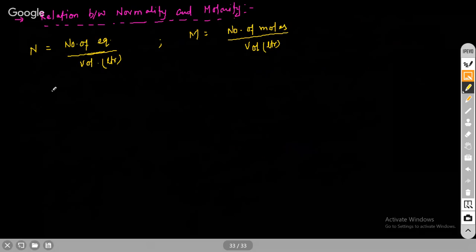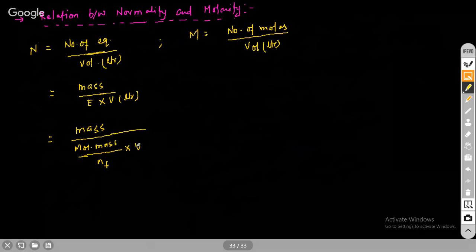Now here you see what we can write. Number of equivalents is what? Mass divided by equivalent mass, into volume in liter. And equivalent mass, what we can write? The mass will be as it is. Equivalent mass will be molecular mass divided by the n factor or valency factor, into V, right? This is the valency factor.